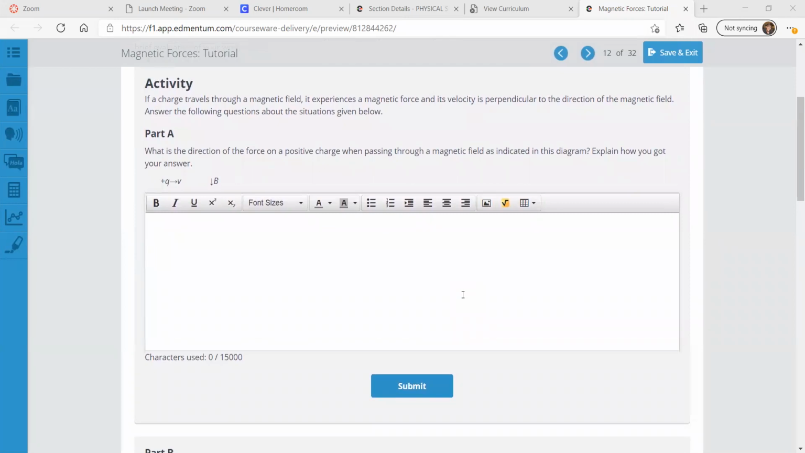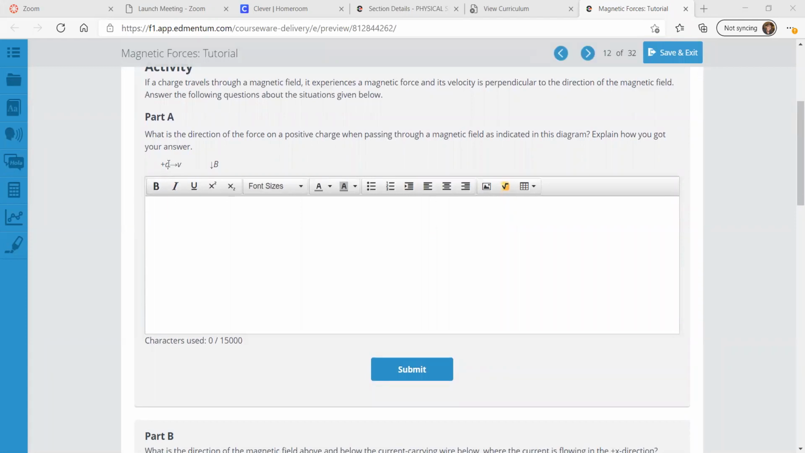If a charge travels through a magnetic field, it experiences a magnetic force, and its velocity is perpendicular to the direction of the magnetic field. Answer the following questions about the situations given below. Part A. What is the direction of the force on a positive charge when passing through a magnetic field as indicated in this diagram? Explain how you got your answer.